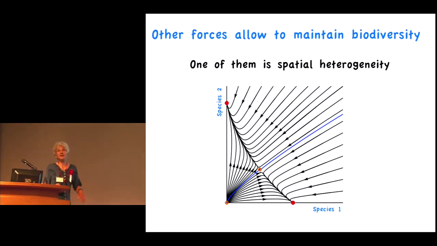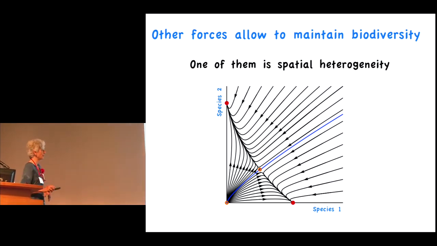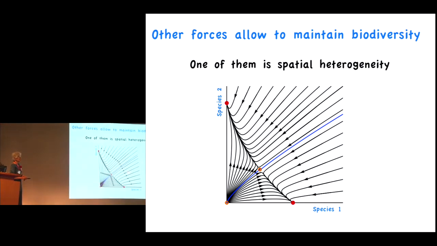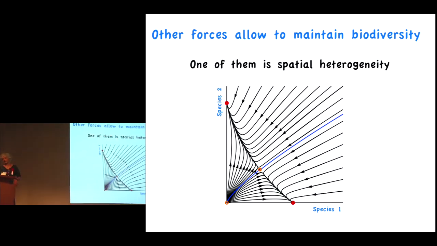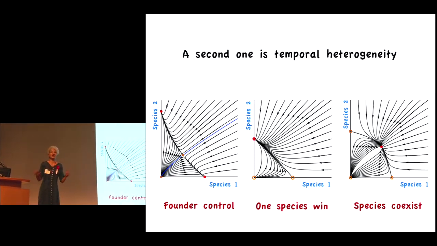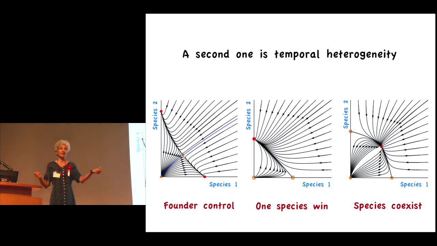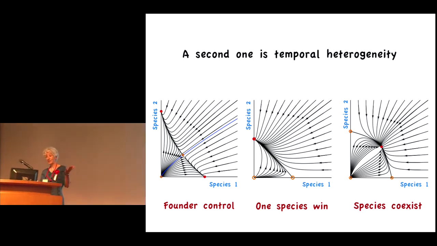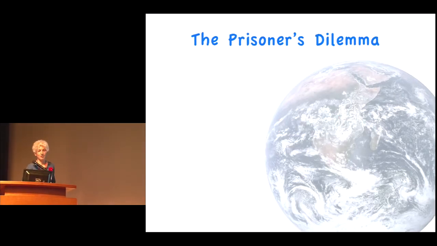So we have to find other forces. So one of them is spatial heterogeneity. So for instance, you could imagine that in some region you are here and then species 1 will win, and in other regions of the world you are here and then species 2 will win. Another is temporal heterogeneity. I won't take time for this because it just says, well, depending on the season, sometimes maybe species 1 is winning when it's dry, and then species 2 is winning when it's raining, so maybe there is some equilibrium. But the important force that I want to describe is cooperation.